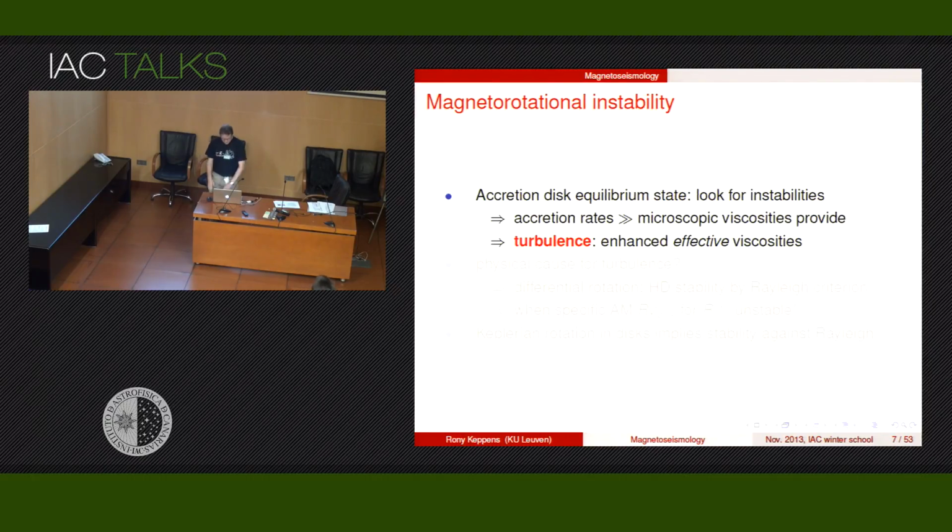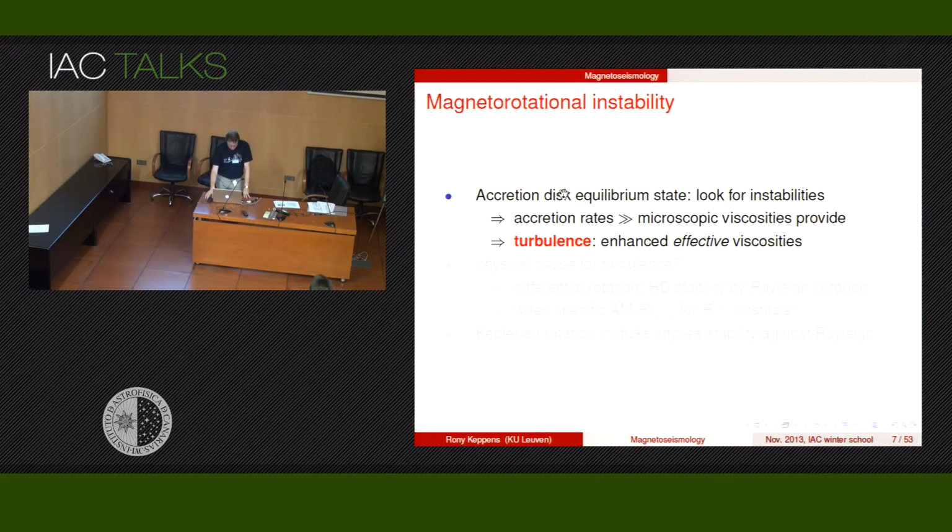The point is that accretion disk physics, well, I challenge you, go to any paper in the literature that talks about, for instance, simulations of accretion disks, and you will find at least once the word magnetorotational instability. At least once.